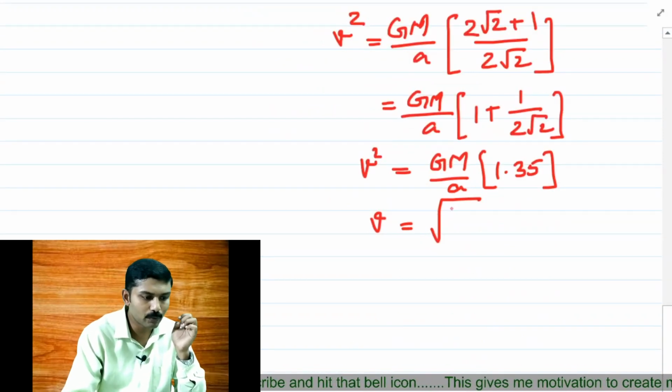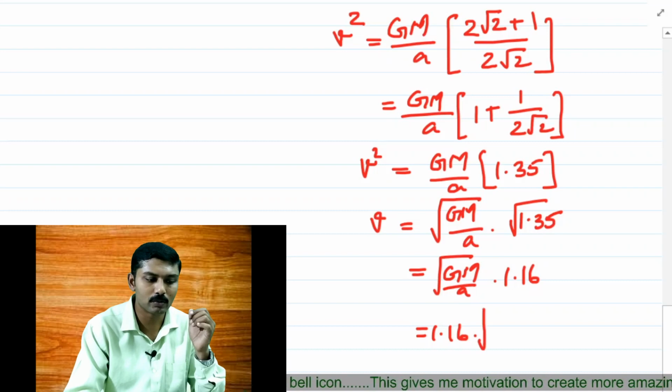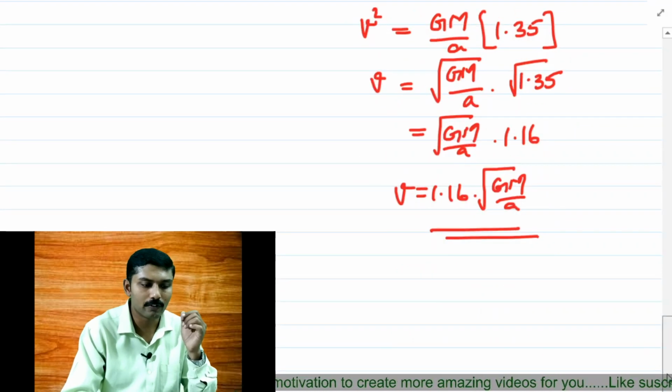What is v? It will be equal to the square root of Gm divided by a times the square root of 1.35, which is equal to the square root of Gm divided by a times 1.16. We could write it as 1.16 times root of Gm divided by a is the equation or value of velocity. If you look at the four options, this is the right option. So to summarize, what we have done here is to calculate the velocity. We have taken three most important equations, starting with Newton's universal law of gravitation, second is the parallelogram law of vectors, and the third is centripetal force. We have equated the gravitational force with the centripetal force.